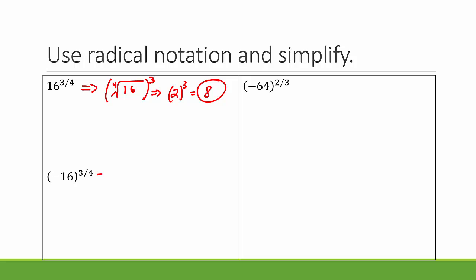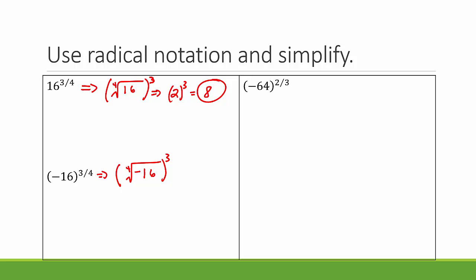What about this one down here? Rewrite it, negative 16 in the parentheses. Notice the parentheses, raised to the 3/4 power. So this time, the negative will go under the radical with the 16. So we want the 4th root of negative 16, all raised to the 3rd power.